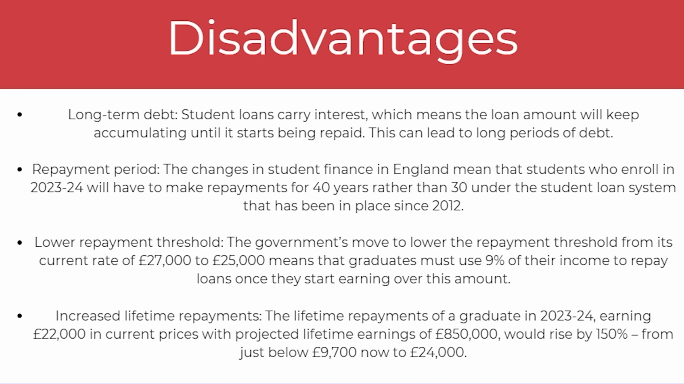There's also increased lifetime repayments. The lifetime repayments of a graduate in 2023 to 2024 earning £22,000 in current prices with projected lifetime earnings of £850,000 would rise by 150% from just below £9,700 to £24,000.